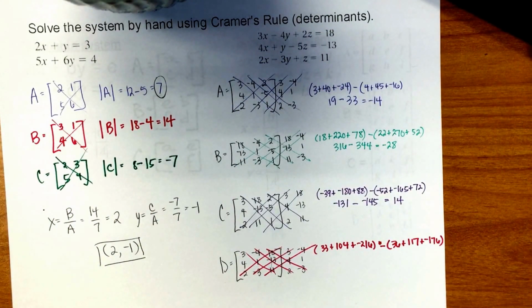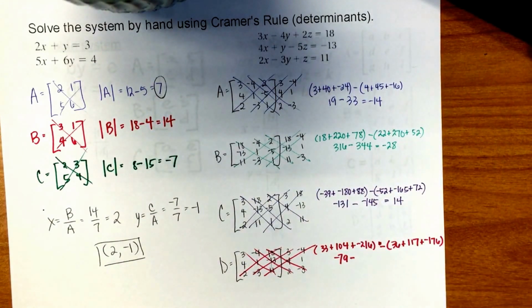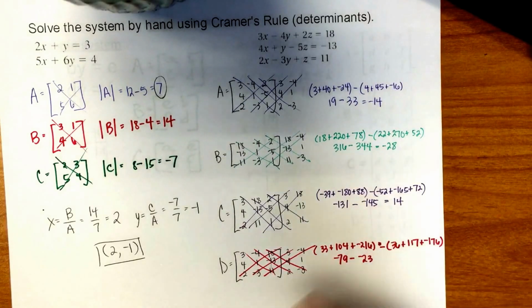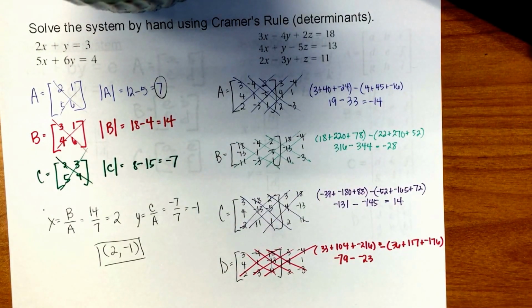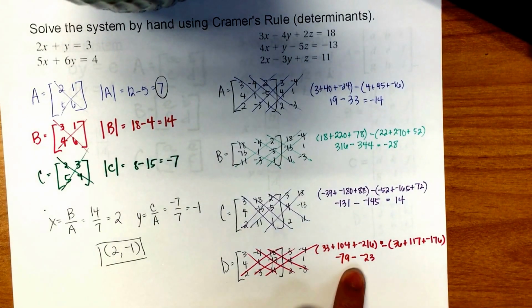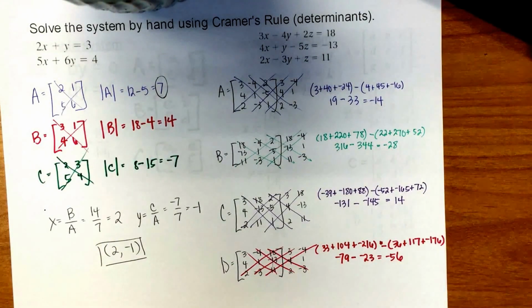Again, once I've gotten those numbers, we're going to add them together. First parenthesis, negative 79. Second parenthesis, negative 23. Remembering that when you do a double negative, that turns to plus. So you get negative 56.